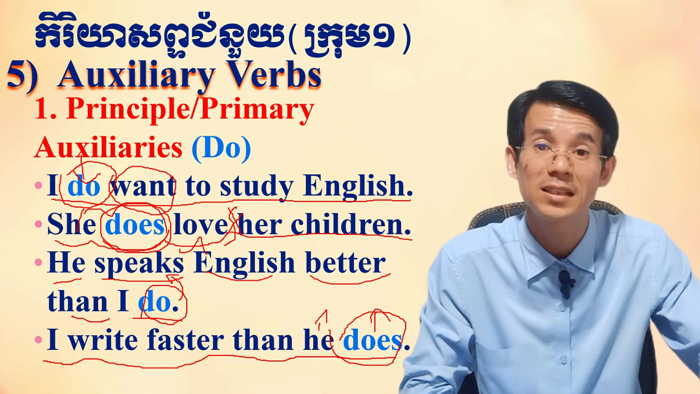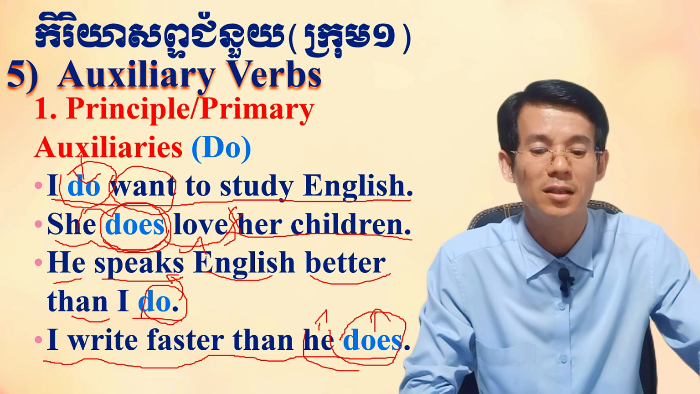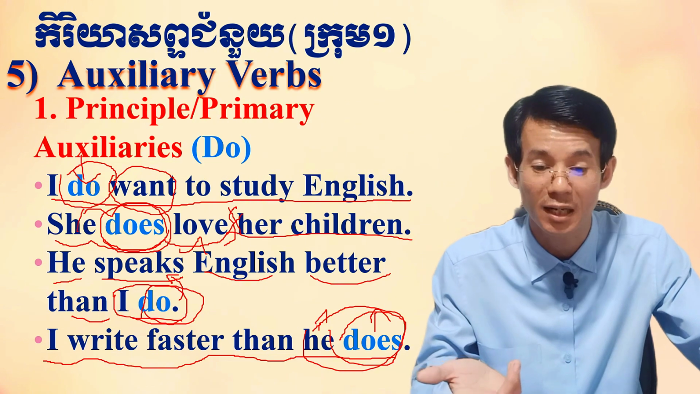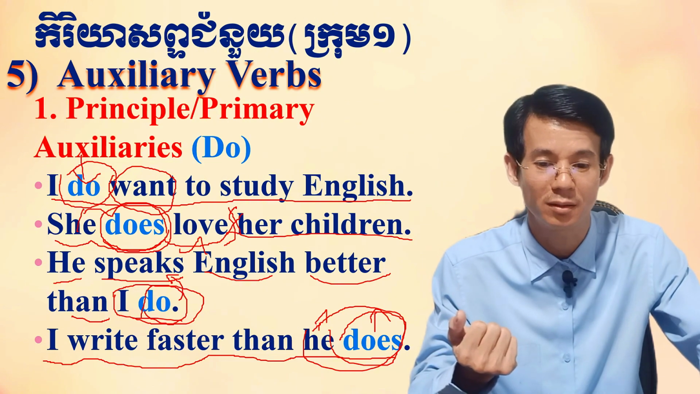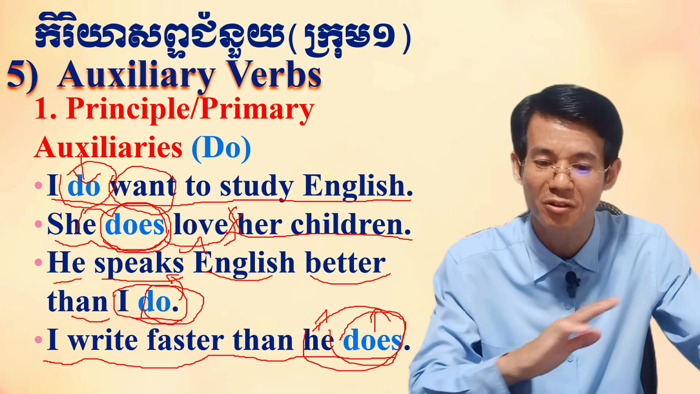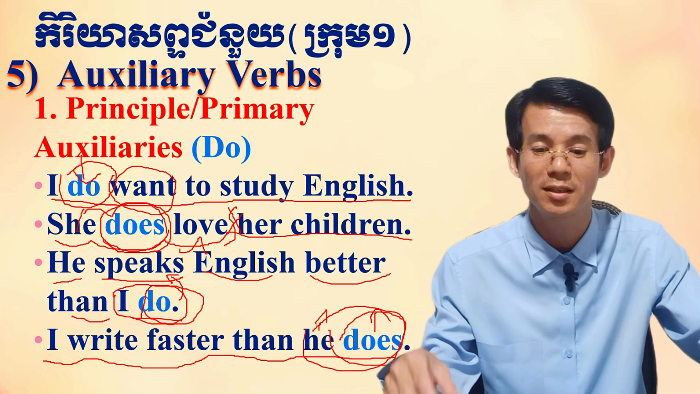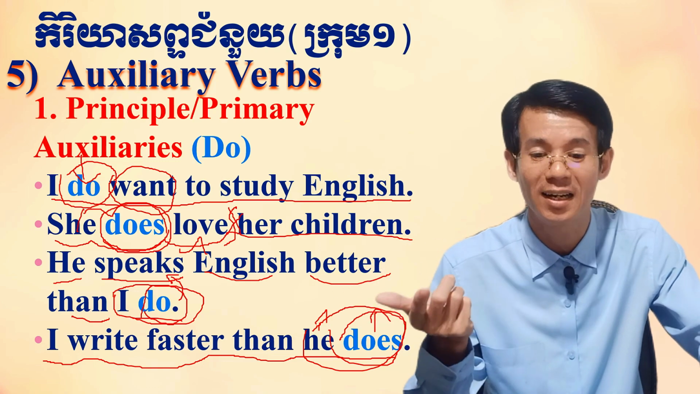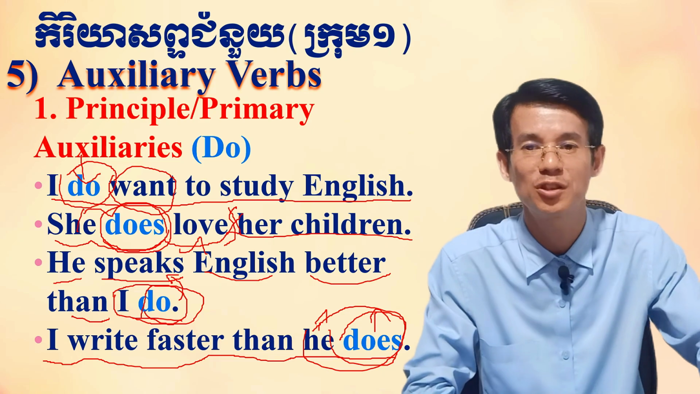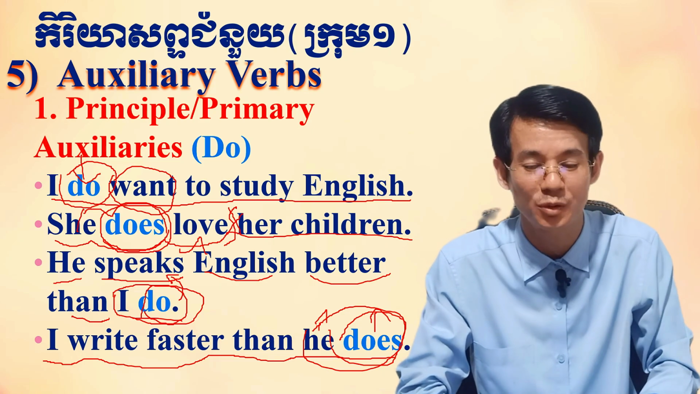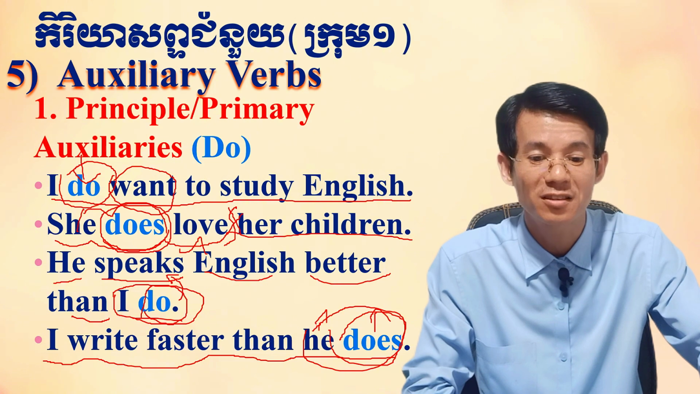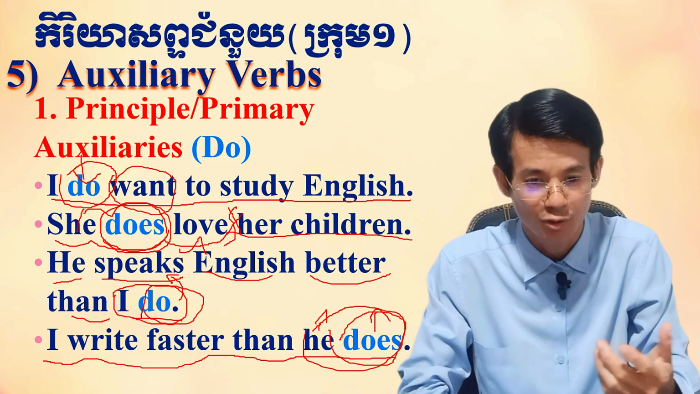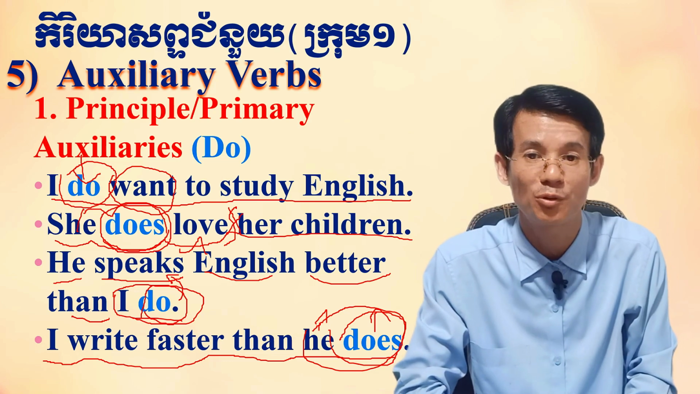In informal spoken language, we can also use the object pronoun, for example he speaks English better than me, or I write faster than him, without using the auxiliary verb. It is informal, spoken language. It is not grammatically correct, but usable. Okay, acceptable for spoken language.